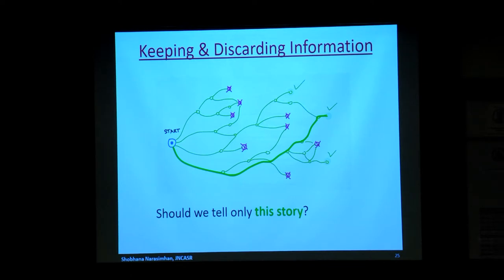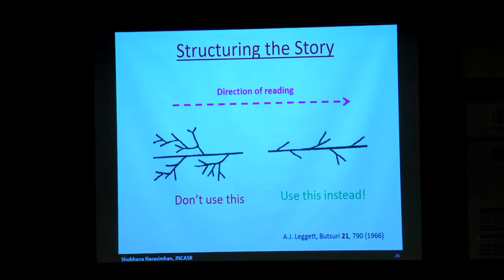And now I return to Professor Leggett. And this is something which I'm told is called the Leggett tree and has become very famous. So in his paper, if this is the direction of reading, he said that Japanese authors often structure their paper like this. Okay, so many, many streams of thought come and coalesce here. And he said, you shouldn't do this. You should instead have one line running through and maybe a few branches going off.